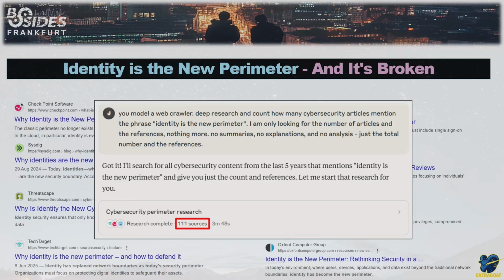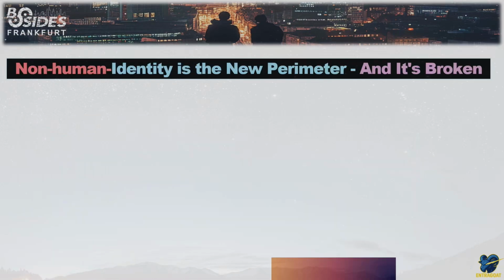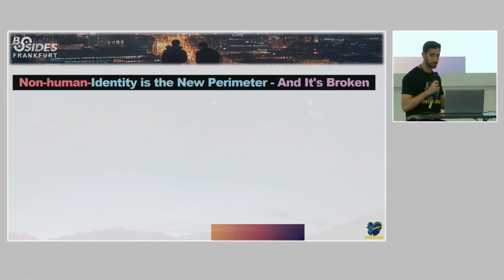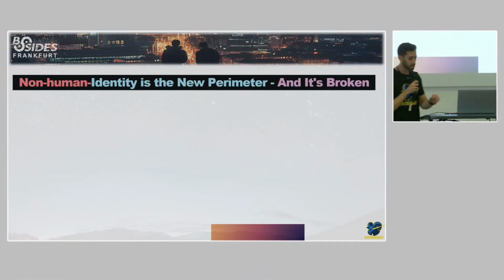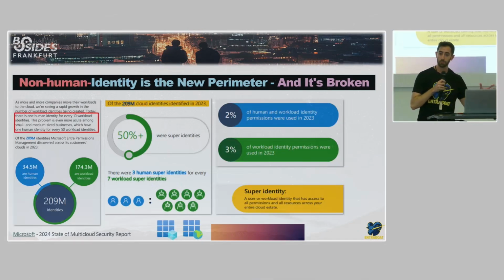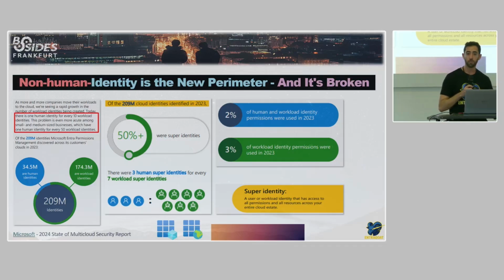Thank you. So this phrase, identity is the new perimeter, it's really a buzzword at this point. And in my opinion, it's not correct anymore. It's non-human identities that are the new perimeter. And let me maybe double-click on that issue. So if we take the latest report by Microsoft from 2024 about the state of multi-cloud security, can you read it, by the way?